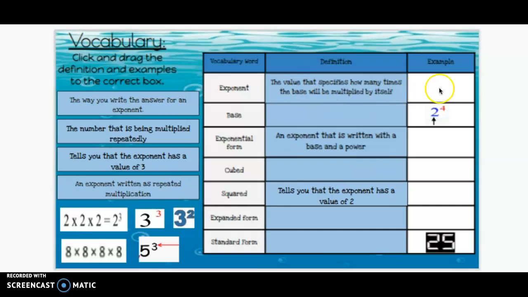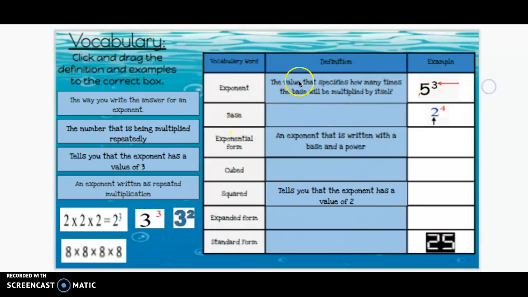So we're looking for an example. We're going to look at our white backgrounds, and we're looking for one that is pointing to that little number. We have a 3 but no arrow, a 2 with no arrow, and a 5 but there's a 3 as the exponent with an arrow pointing to it. So that's going to be our example. We're going to click on it, and we are going to drag it into our box.